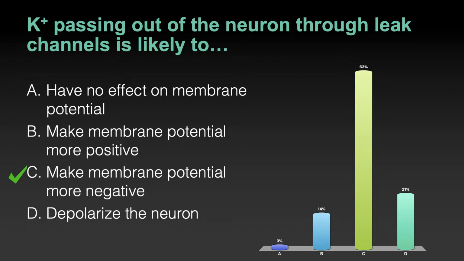Okay, good. C is correct. The majority of you got it. A positively charged thing leaving the cell takes away some of the positive charge, makes the rest of the cell more negative. It would make membrane potential more negative. It would hyperpolarize the cell. There's more of a negative charge inside. There's more of a positive charge outside. It would hyperpolarize or make it more negative.